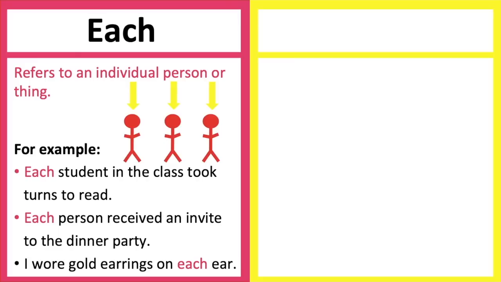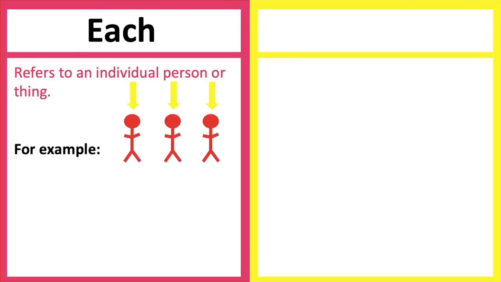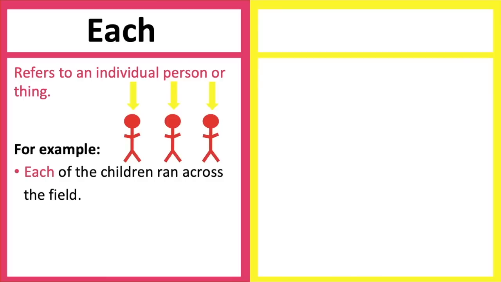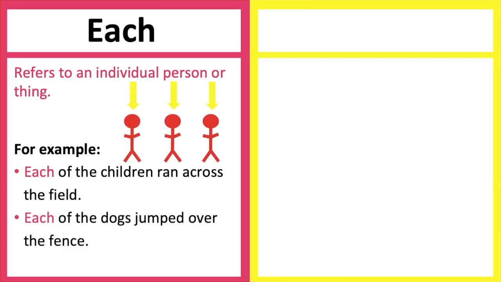Each can also be used with plural nouns. For example, each of the children ran across the field. Each of the dogs jumped over the fence. Notice I have to use the article the before the noun. The children, the dogs.